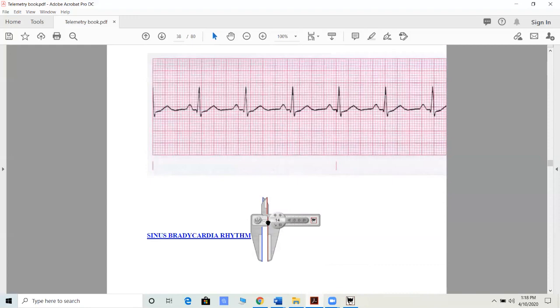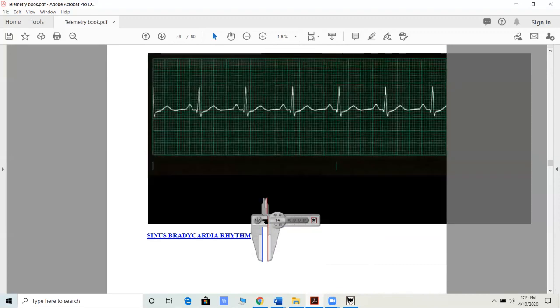Now, here's what I want you to do. I want you to visually inspect this waveform and see if there's anything unusual about it that may come to mind. The first thing that we're gonna do is measure our atrial rhythm, okay? So let's go ahead and take our calipers.